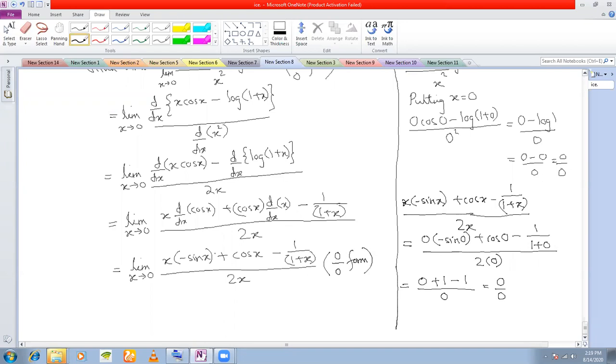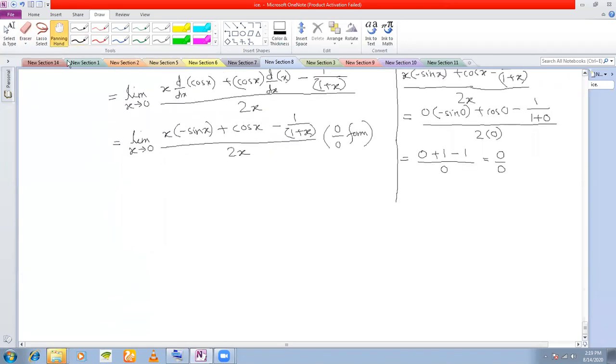So this is clearly again a 0 by 0 form. But before differentiating we simplify a little bit. Before applying L'Hospital's rule, just simplify this a little bit. Limit x tends to 0, you get minus x sine x plus cos x minus 1 by 1 plus x, divided by 2x. Now again use L'Hospital's rule.